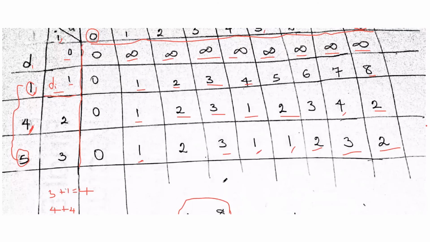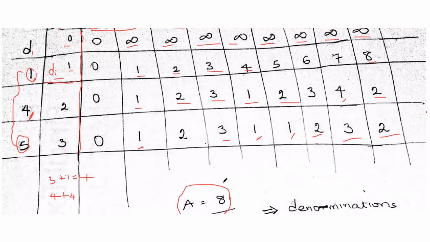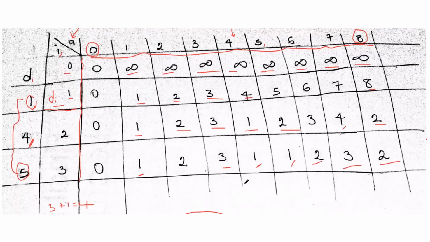Alright, so how do we know which coins? Don't forget we said all these entries are number of copies of coins. For example, these 2 could be 2 of 4, or 2 of 1, or 2 of 5, or 1 of 5 and 1 of 4, or 1 of 5 and 1 of 1, or 1 of 4 and 1 of 5. We don't know. So how do we know which particular coins give us this number of copies? So how do you do that?